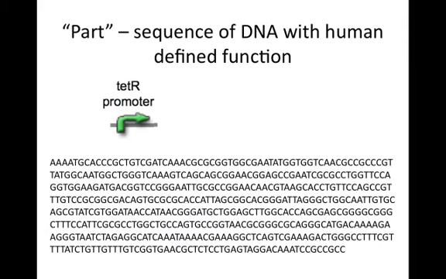So the best way perhaps to start is to say that a part can be defined as a sequence of DNA that has some human-defined function. Based on the genetics, the biology, the genomics information that we have about that piece of DNA, we can say it does something. The arrow that I'm showing here is designated as the TET-R promoter. That means that there's a protein that can repress this promoter. It's a tetracycline repressor protein, can repress the promoter, but when that protein is not present, the promoter is on.